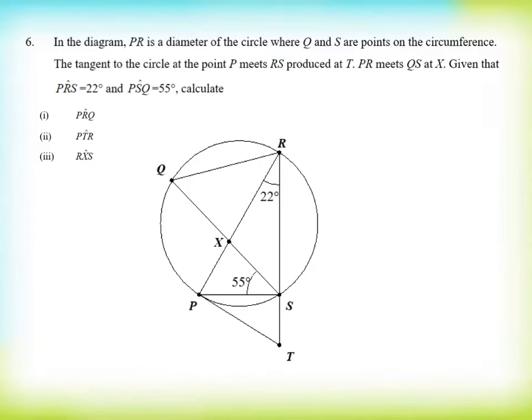Question number 6. In the diagram, PR is a diameter. Now, diameter can mean a lot of things. If I have a diameter, I will have angles in a semicircle equal to 90 degrees. That means angle PSR here will be 90 degrees. If that is true, then what will this angle over here be? This will be 90 minus 55 degrees, and it gives us the answer of 35 degrees.